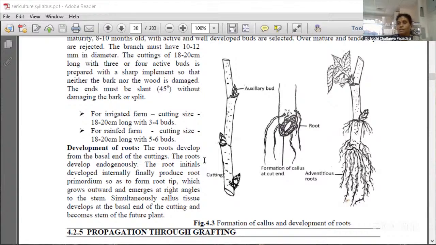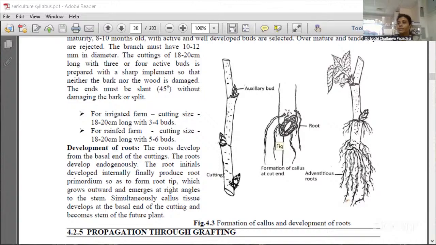Development of the roots. The roots develop from the basal end of the cuttings, here you can see the basal end. This is the basal end and here is the root development, at the basal end of the cuttings which is near to the soil.